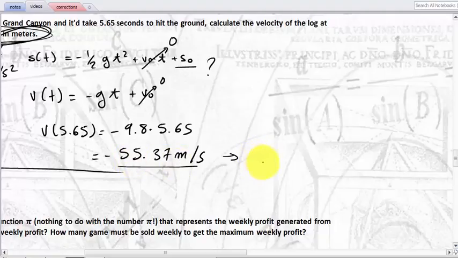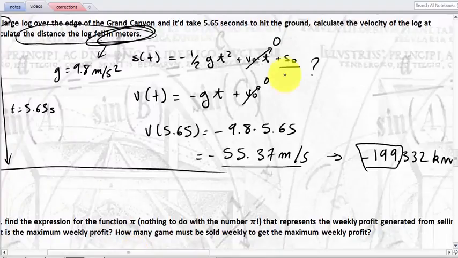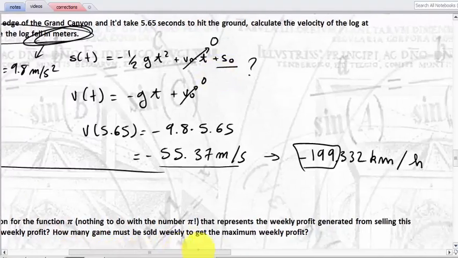So if you multiply this by 3600, I use my calculator, you would find negative 199,332 meters per hour. I multiply by 3600 because that's the number of seconds in an hour, and then you divide by a thousand right here. So that's kilometers. It's about 200 kilometers an hour. That's pretty darn fast. And we also need to figure out the altitude, the height of the Grand Canyon, or whatever you throw it from.